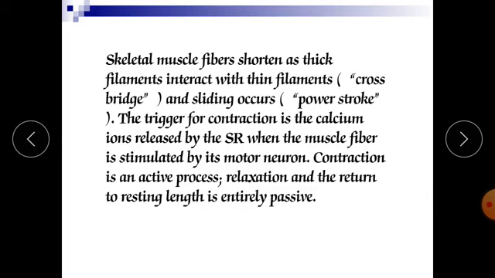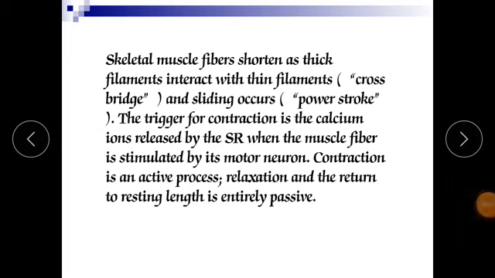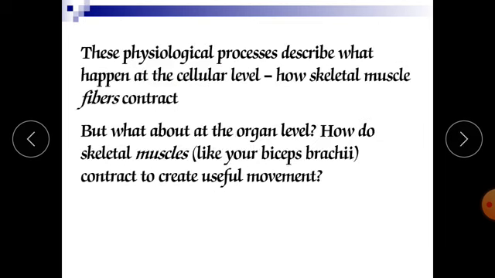The skeletal muscle fibers shorten as thick filaments interact with thin filaments and sliding occurs. The trigger for contraction is calcium ions released by the sarcoplasmic reticulum. When the muscle fiber is stimulated by its motor neuron, the contraction is an active process. Relaxation and the return to the resting length is entirely passive. These are the physiological processes that happen at the cellular level as skeletal muscle fibers contract.